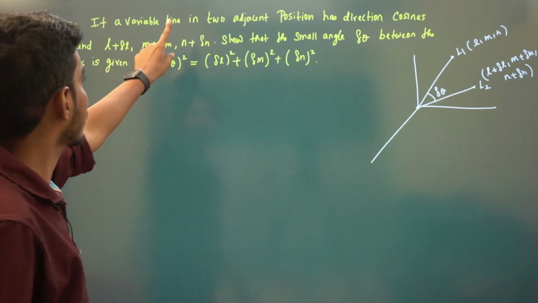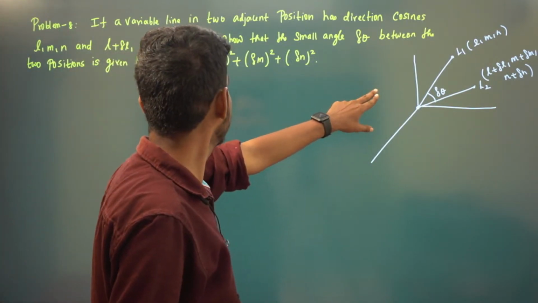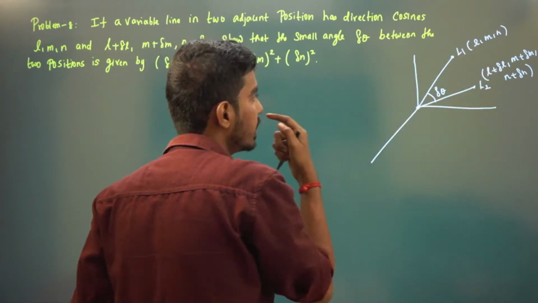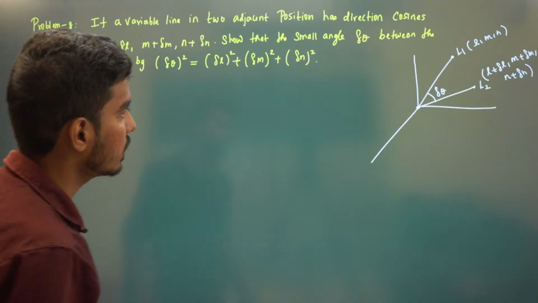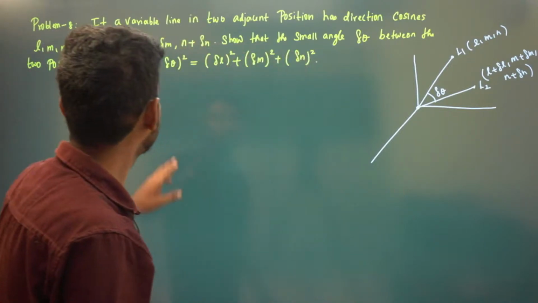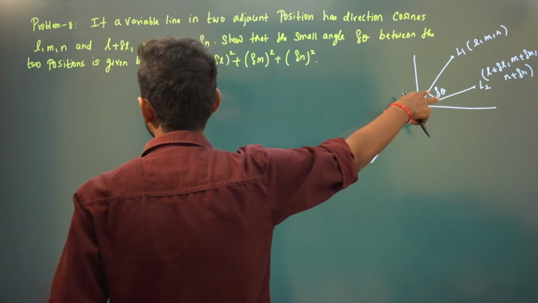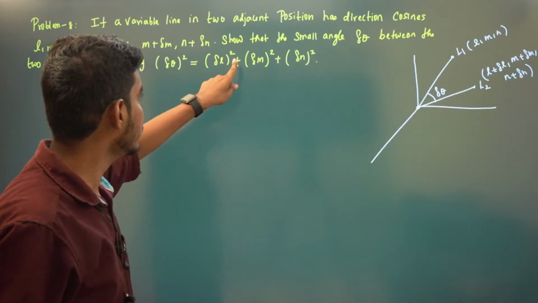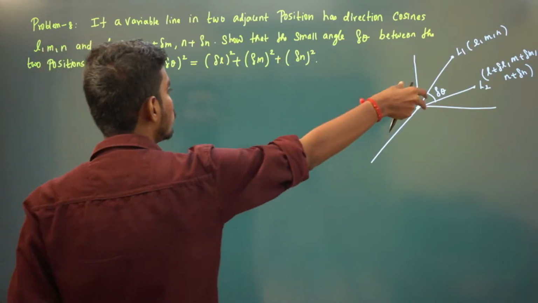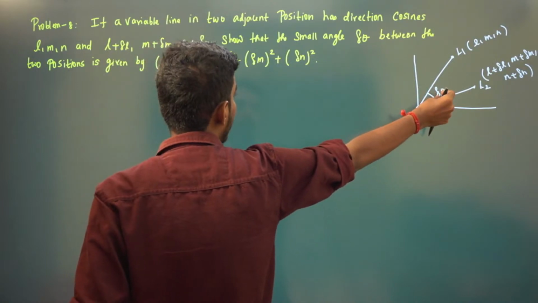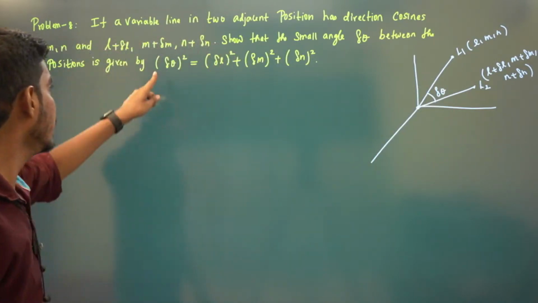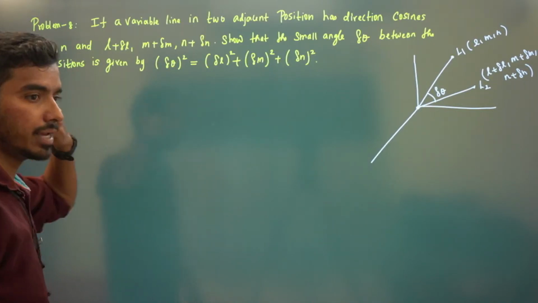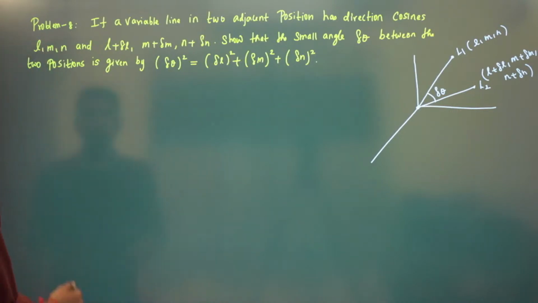If a variable line in two adjacent positions has direction cosines L, M, N and L plus del L, M plus del M, N plus del N, show that the small angle del theta, the del theta has to be very small. Del theta has to be very small. Show that the small angle del theta between the two positions is given by del theta whole square is equal to del L whole square plus del M whole square plus del N whole square. Very simple problem.